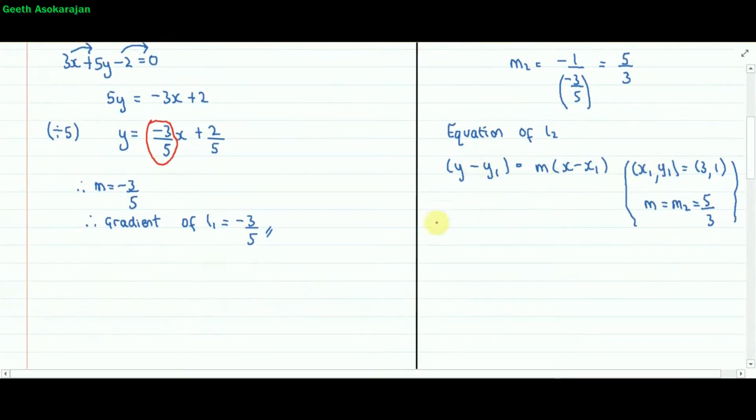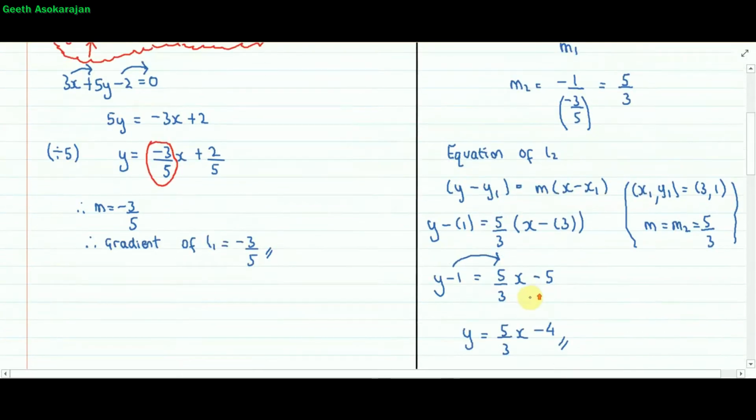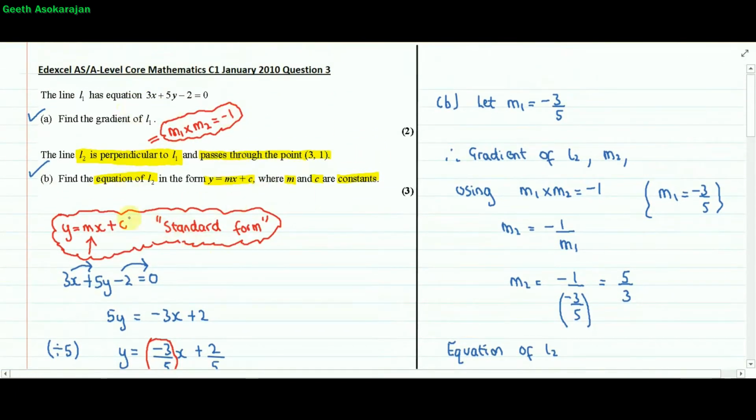So let's replace the data into this formula, giving us y - 1 = 5/3 (x - 3). Let me get rid of the brackets. On the left, y - 1 is equal to 5/3 times x, which is 5/3 x; 5/3 times -3 is -5. And if I take the minus 1 to the right, we have y = 5/3 x - 5 + 1, which is -4. So y = 5/3 x - 4 should be the solution to part B. Not only does that complete part B, we've completed the question in its entirety.